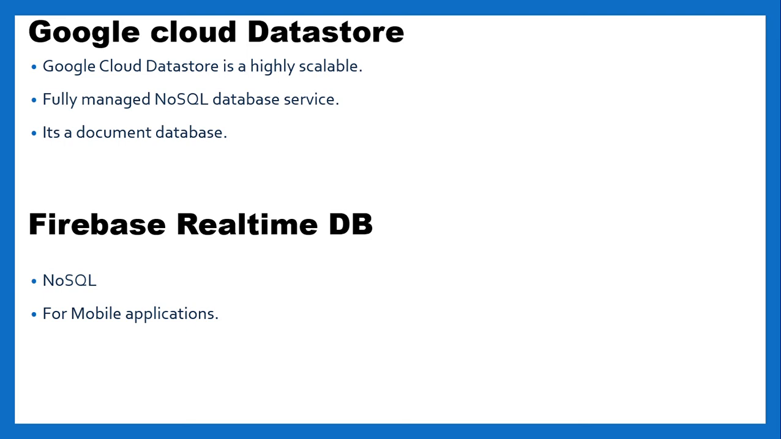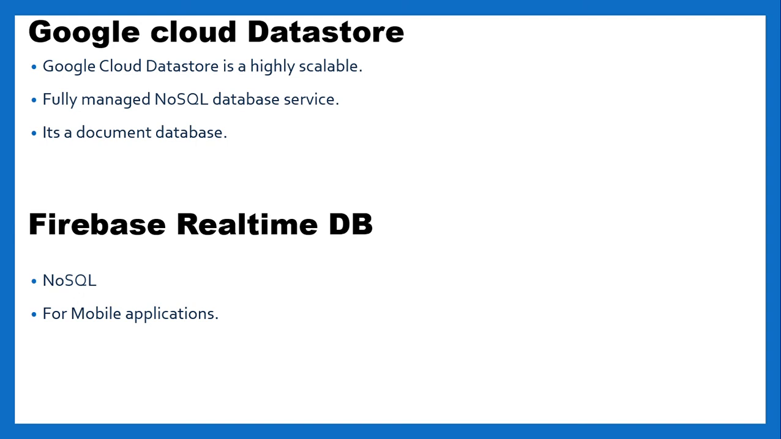Next is Google Cloud Datastore and Firebase Realtime DB. Both are kind of NoSQL databases, kind of document databases. We can use Cloud Datastore for storing product catalog kind of data, and it's highly scalable and also fully managed.